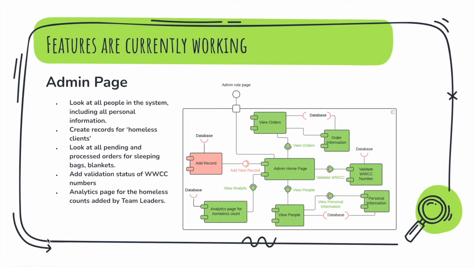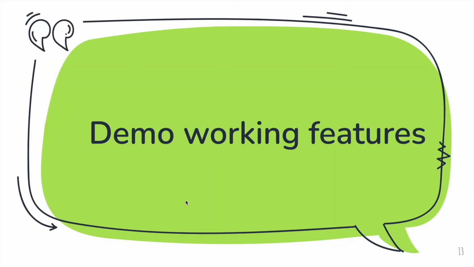Now I'm going to talk about the required and currently working features for the admin page. On the left-hand side, we have a list of required functionality for admin. Only the second, create records for homeless clients, has a front-end React web page that is not fully implemented. All the rest of the front-end pages are currently working, and I will introduce them later. The other thing that is not implemented yet is the connection with the database.